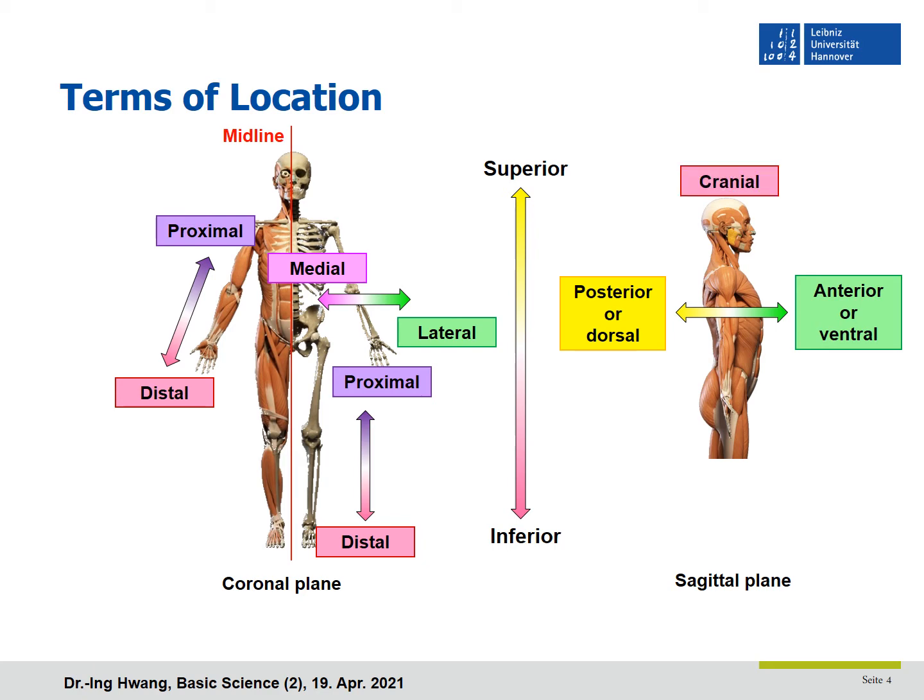Let's talk about cranial and caudal. Cranial means the direction to the head, caudal is toward the tail. For humans, cranial means the same as superior and caudal is the same as inferior. For dogs and horses, cranial means anterior and caudal means posterior.